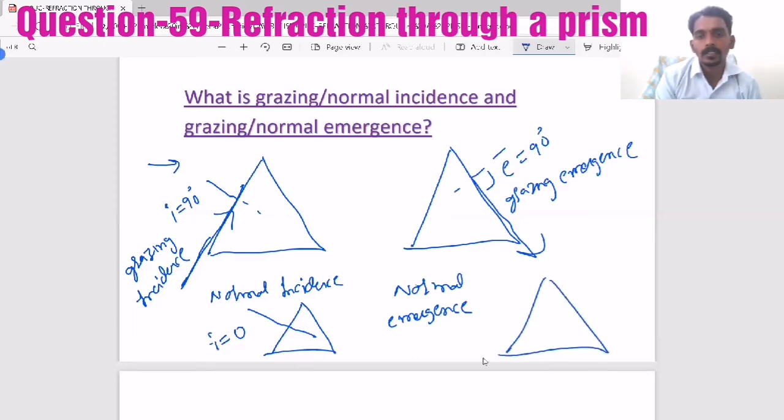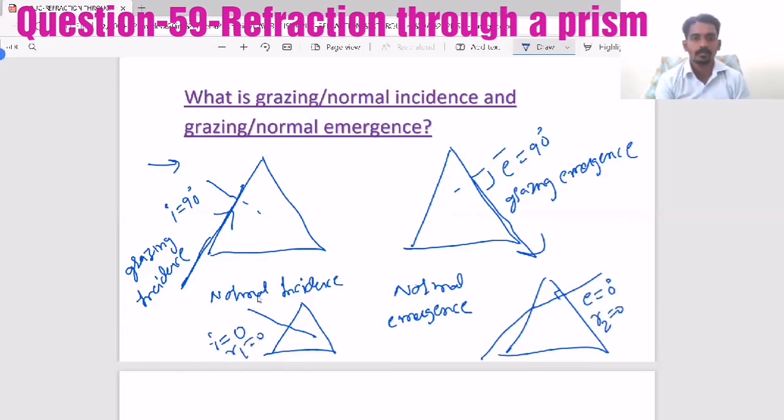Normal emergence means the light will go and fall here perpendicularly. Then E will become 0. Not only E, R2 also will become 0. Here R1 also becomes 0. And here not only I, R1 also becomes 90. Here not only E, R2 also becomes 90.